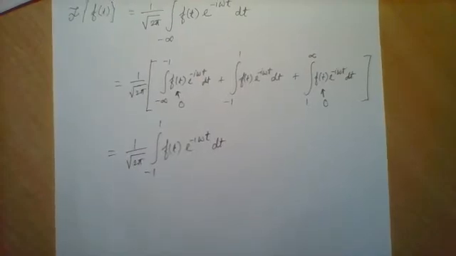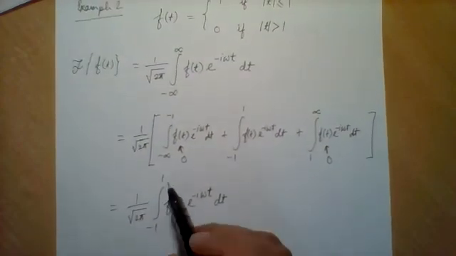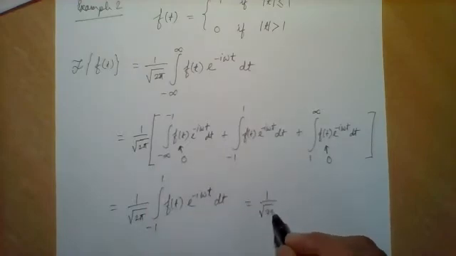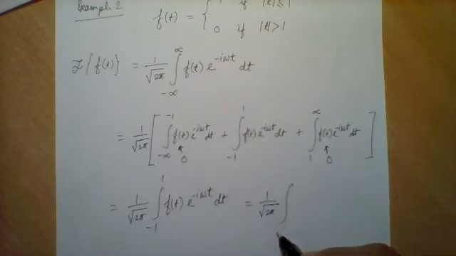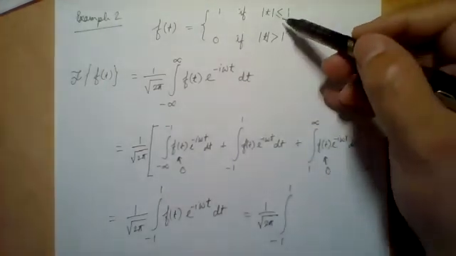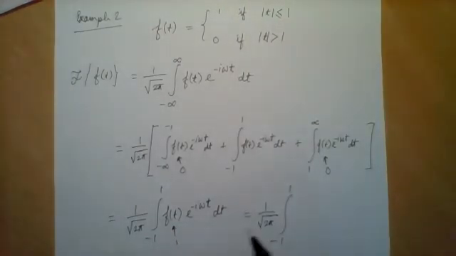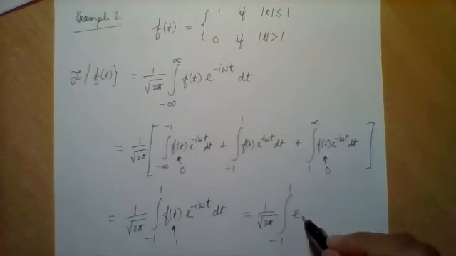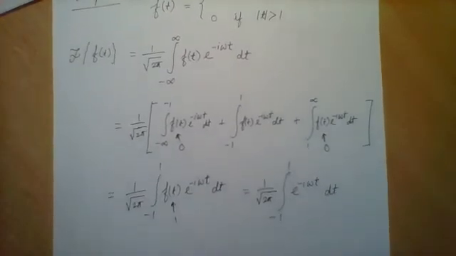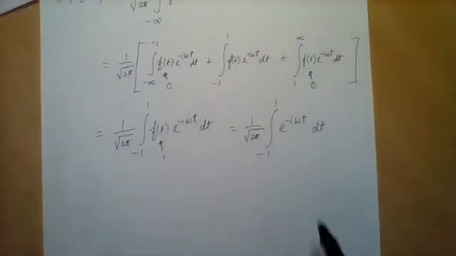Here, when t lies between minus 1 and plus 1, let me write 1 by root 2 pi integration from minus 1 to plus 1. What is the value of f of t when t lies between minus 1 and plus 1? When modulus of t is less than or equal to 1, f of t is 1. So in this range we simply have e to the power minus I omega t dt, because in this interval the function is 1. Now let us calculate this integration.